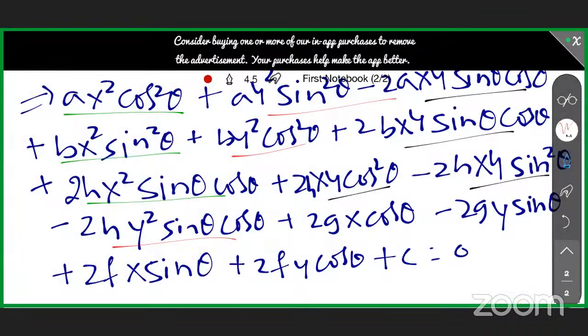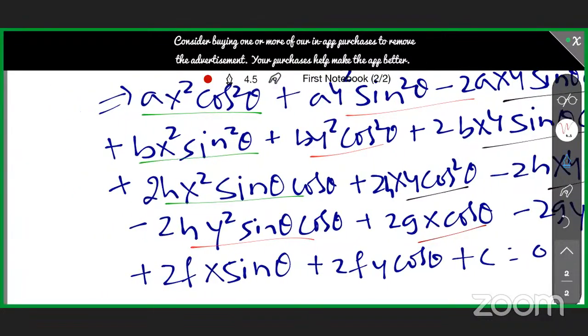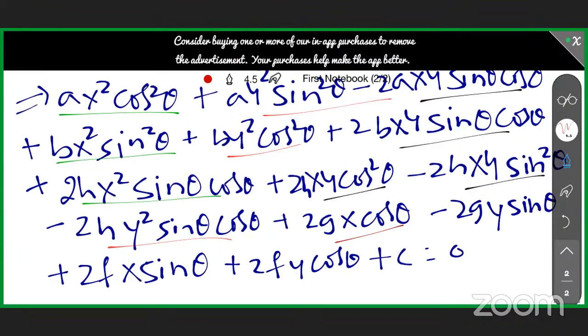Then single x terms. Single x term is here. Single x term is here. Then single y term is here. Single y term is here. Then plus c. So we have to categorize everything. Now whatever I have written in different colors, you take note and tell me.